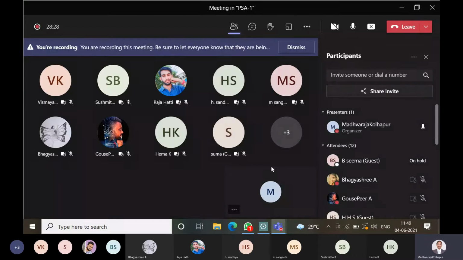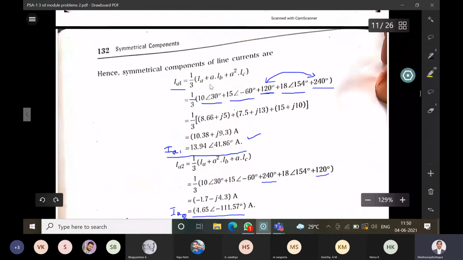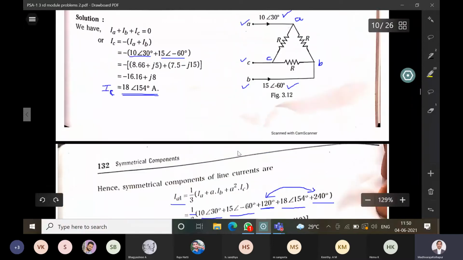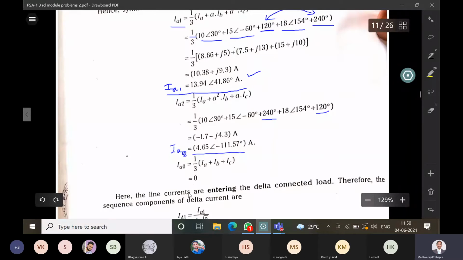Sir, 4.63 at an angle minus 111.42. Okay, near answer. So this is called IA2, and IA naught will become 0, right? 1 by 3 of IA plus IB plus IC. Because it is a balanced network, we have written IA plus IB plus IC is equal to 0, 0 into 1 by 3. So IA naught is also equal to 0.